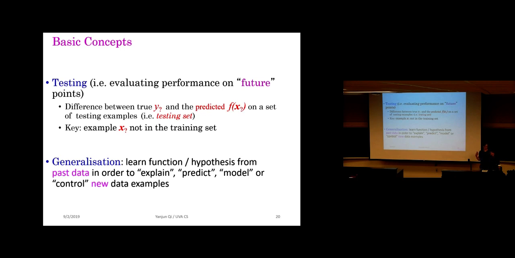And the most important thing is that our aim in machine learning training is to learn the functions, or hypotheses, the programs, from past data to explain, predict, model, or control the new data. And this is the most important goal. Question about this? Generalization. We're looking to have a program that can predict future points well, or control future points well, or model future points well.